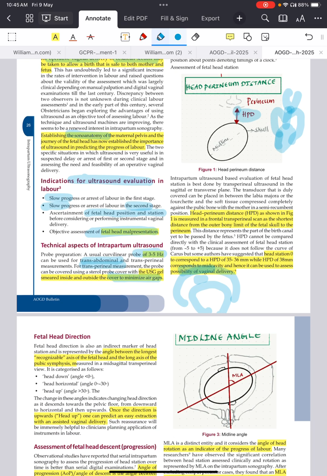Head perineal distance is measured from a frontal transperineal scan as the shortest distance from the outer bony limit of the fetal skull to the perineum. So the distance from the bony limit to the perineum is known as head to perineum distance. Okay, they used to say that if the head is at zero station, then the HPD, that is head perineal distance, will be 35 to 36 mm. If it is 38 mm, then it can be mid cavity.